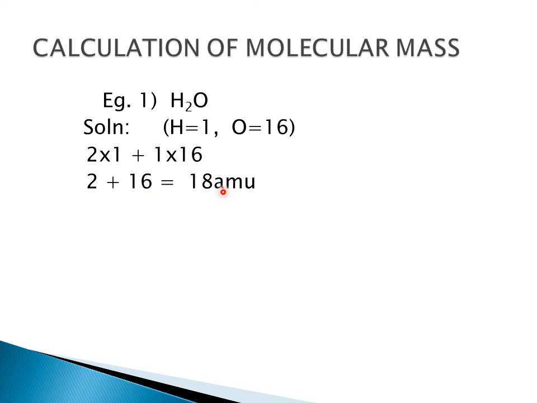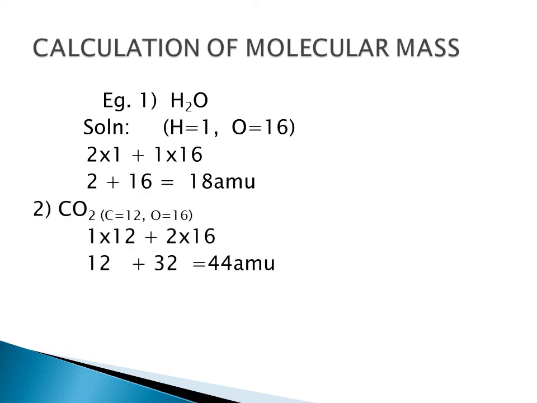What's the unit? How do we represent atomic mass and molecular mass? Both atomic mass and molecular mass we represent in the unit of AMU, that is atomic mass unit. So here we got the molecular mass of water as 18 AMU. Next we have another example.